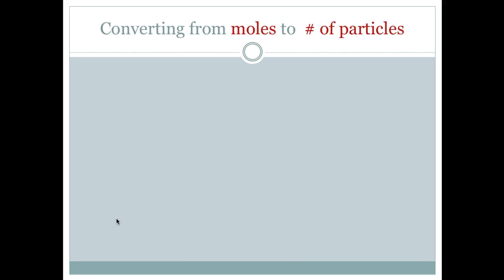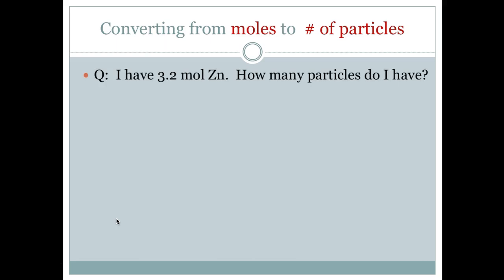We're going to start by learning how to convert from moles to number of particles. This question reads, I have 3.2 moles of zinc. How many particles do I have? We're going to solve all the problems in this video using a proportion. Since I'm given moles of zinc and asked for atoms of zinc, notice here this is an element, so particles are atoms, we're going to set up a proportion between moles and atoms.